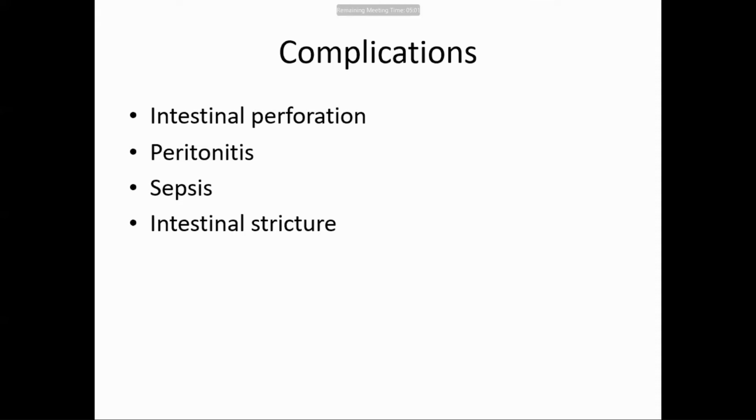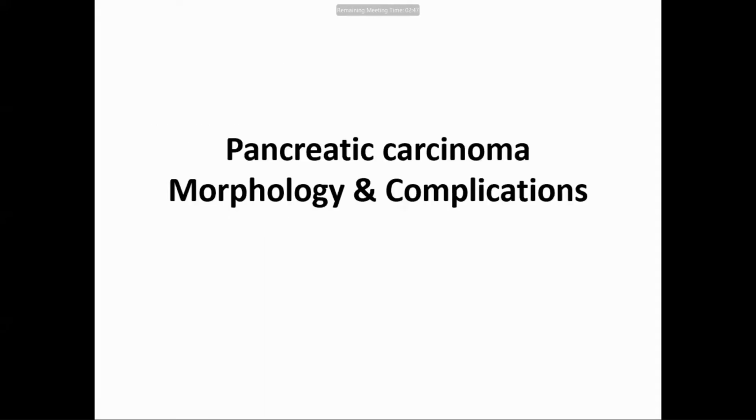So it is very simple. Those two conditions, amoebic colitis and necrotizing enterocolitis, are small topics, very simple to understand. One is because of ischemia, the other one is of course a parasite. The third topic is pancreatic carcinoma, its morphology and complication. This is also not very important.